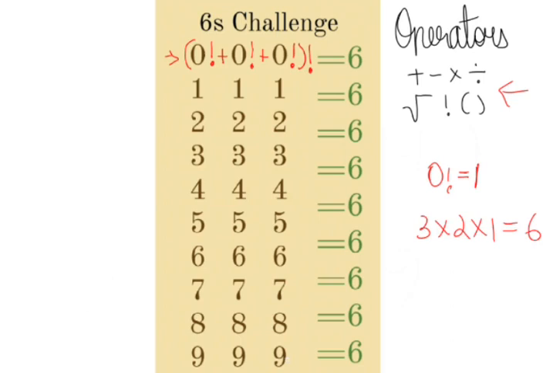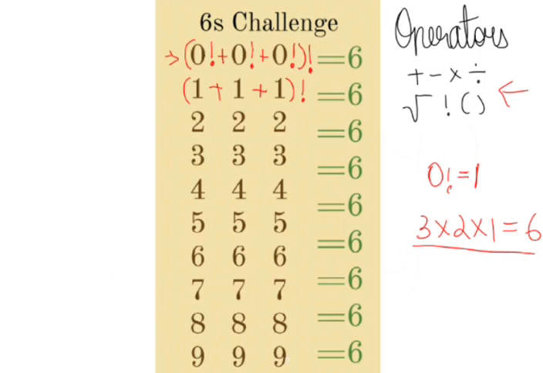We're going to use the same strategy that we used with 0. So 1 plus 1 plus 1, and then brackets and factorial. Same way, 3 times 2 times 1 equals 6. That's how you get to the answer.